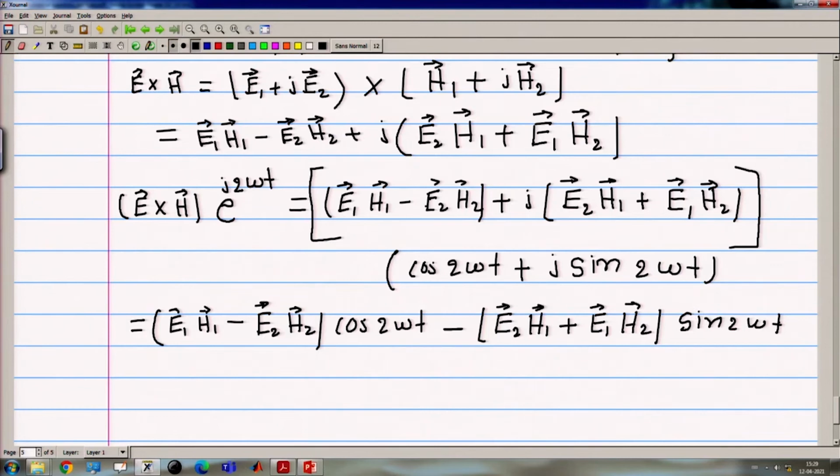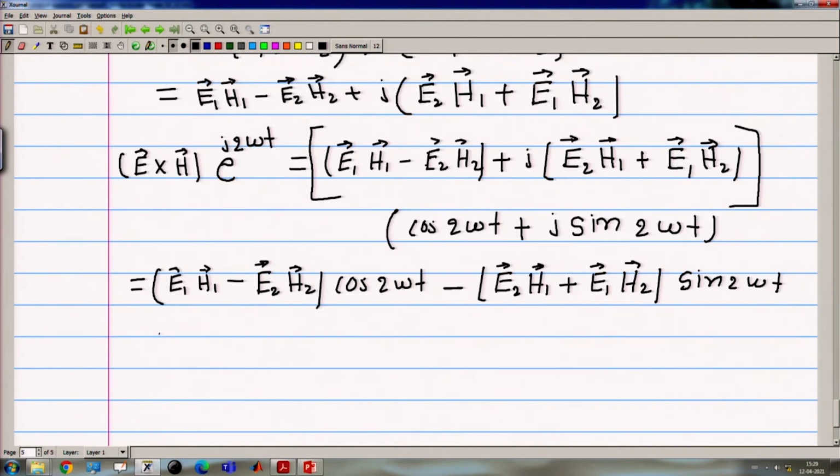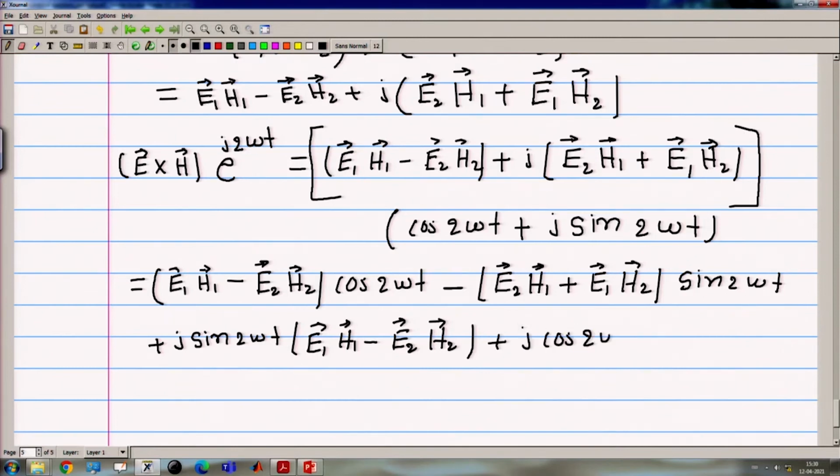So, these are the real terms, and the imaginary terms will be plus j sin 2 omega t times E1 H1 minus E2 H2, and the next imaginary term will be j cos of 2 omega t times E2 H1 plus E1 H2. So, this is the final expression.